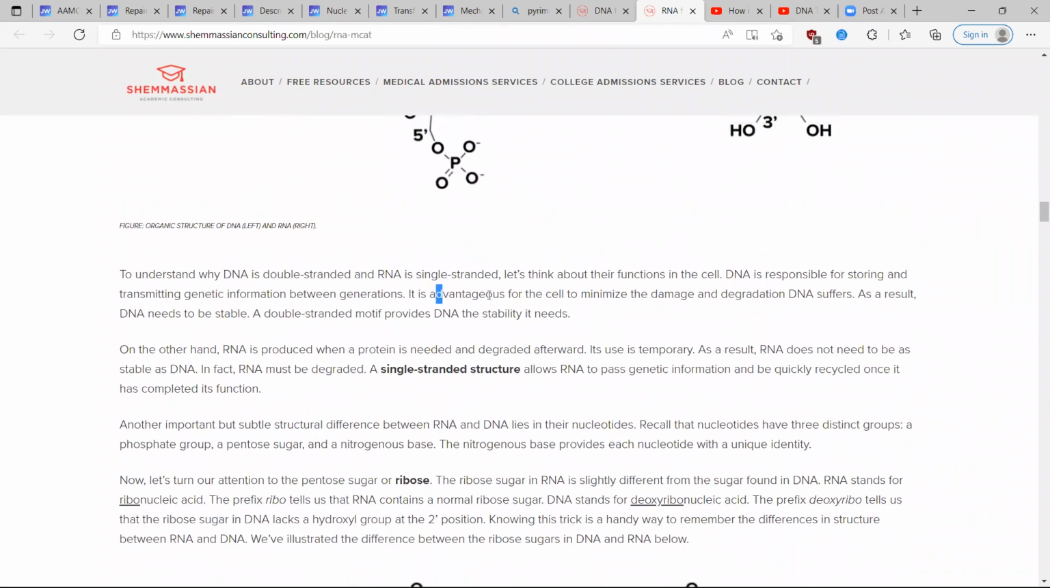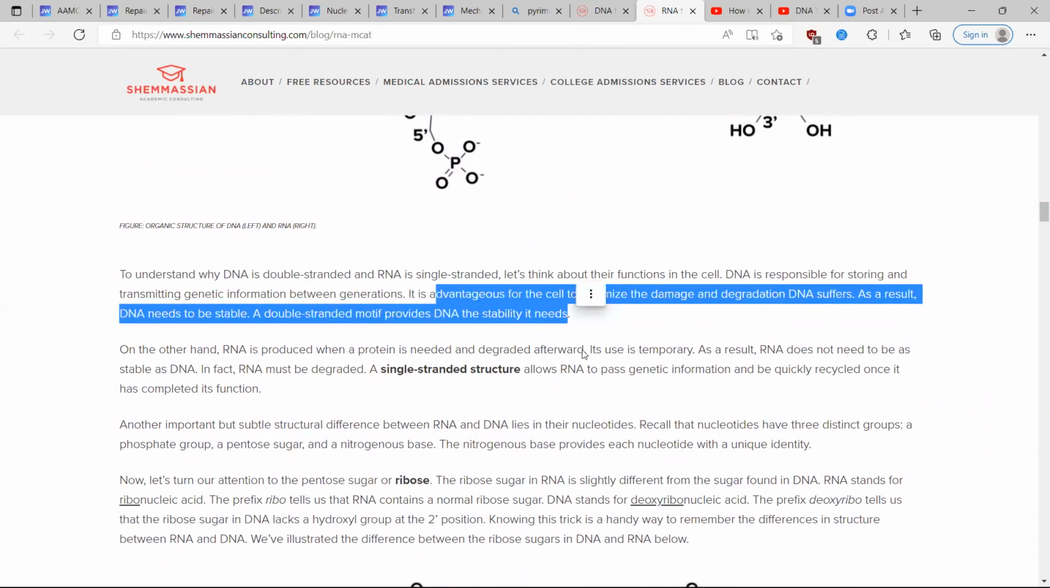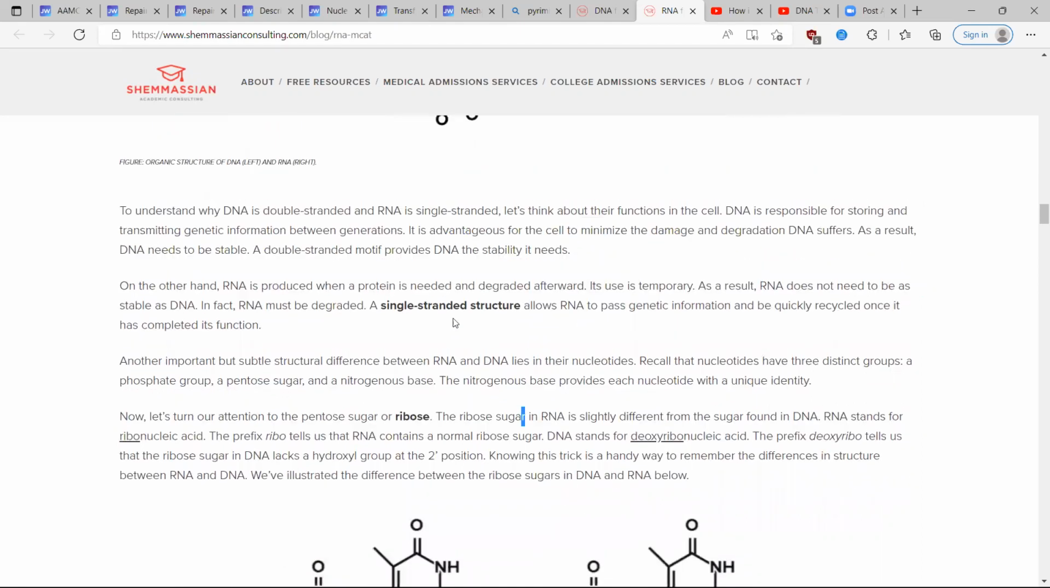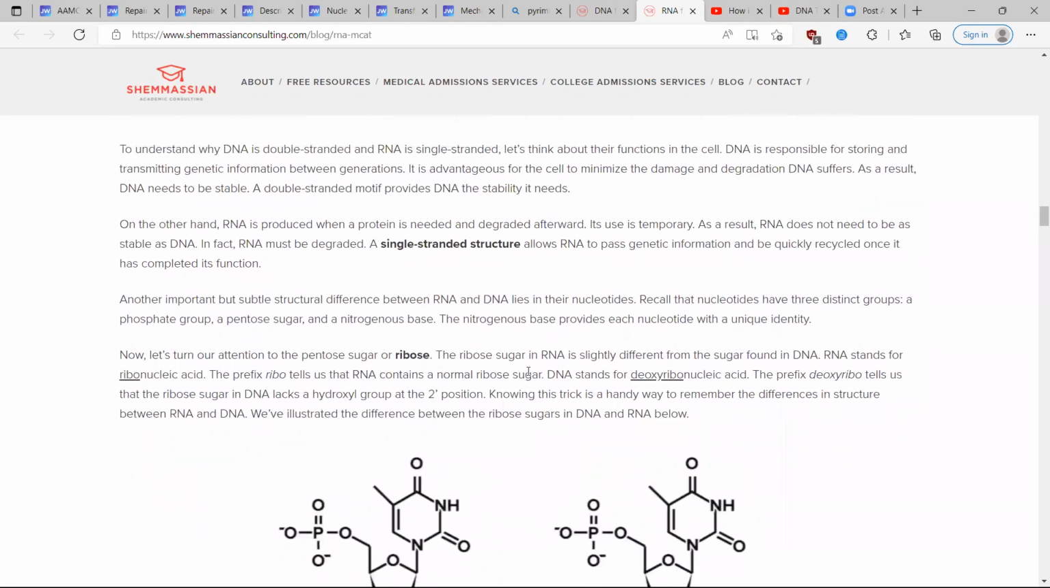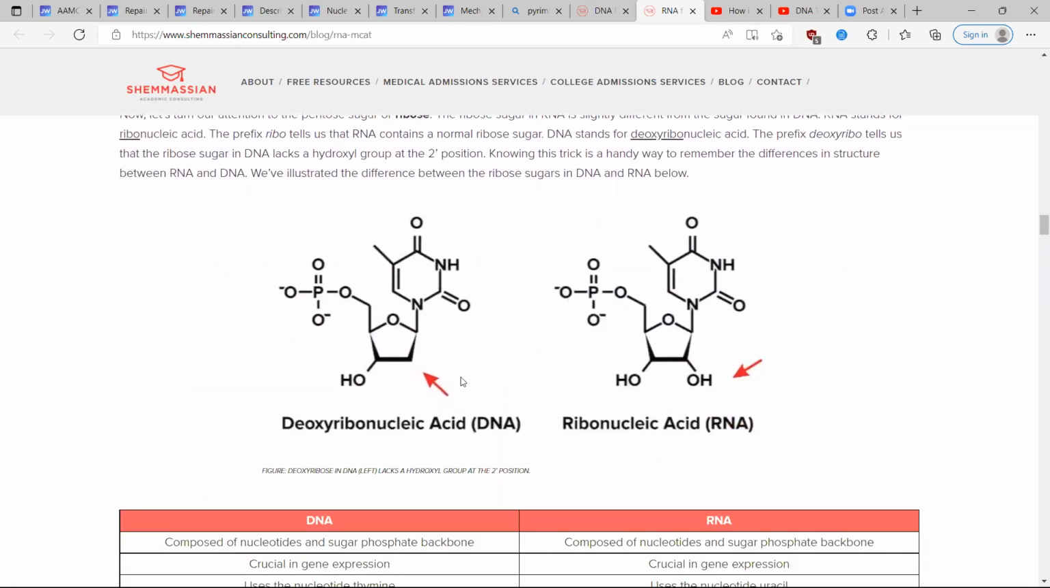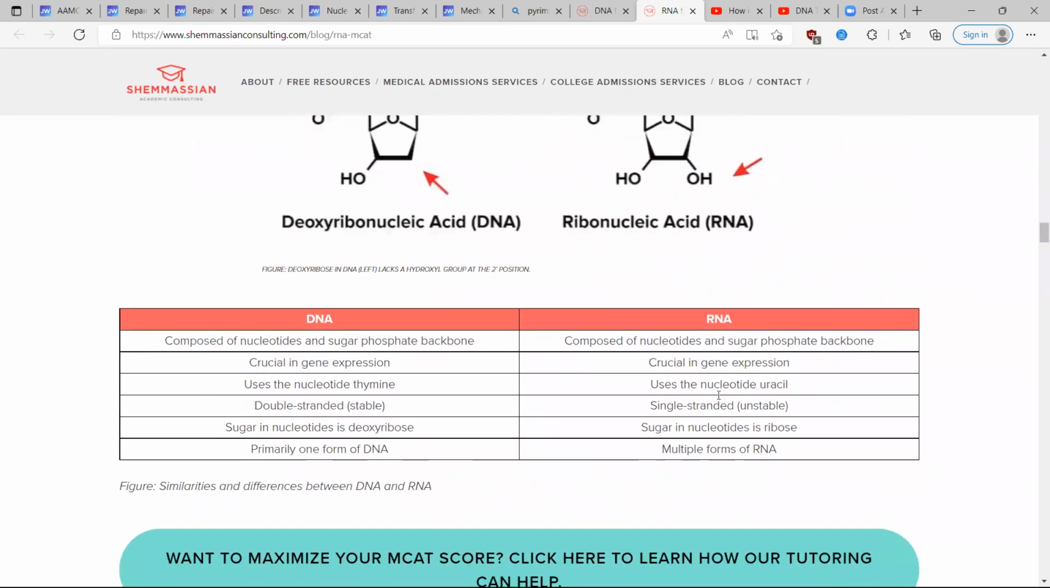Yeah, that's basically what they're saying. It's advantageous for the cell to minimize damage and degradation DNA suffers. DNA needs to be stable. The double-stranded motif provides DNA the stability it needs. The single-stranded structure allows RNA to pass genetic information and be quickly recycled once it's completed its function. It is temporary.